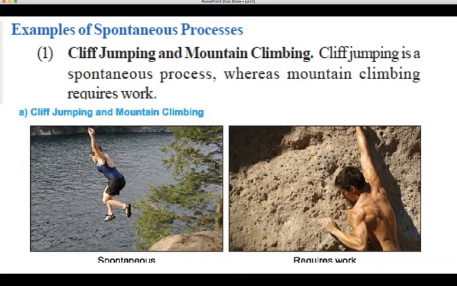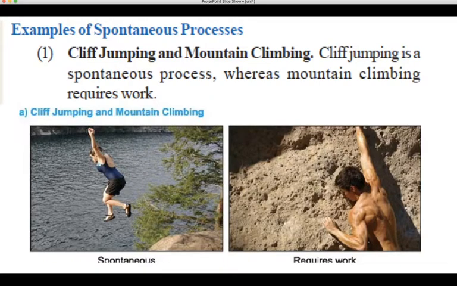Examples of the spontaneous process are cliff jumping and mountain climbing. There are two different examples. Jumping from the cliff or mountain is a spontaneous process. It is not a reversible process. You jump from the cliff and you cannot go back to the cliff.